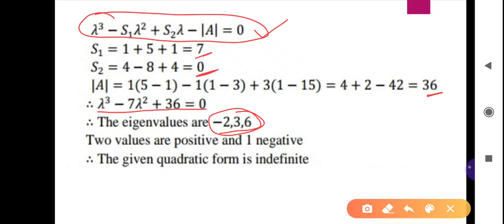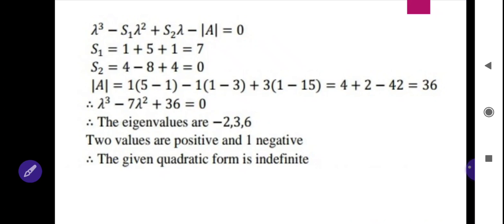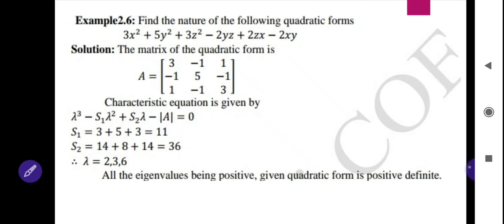Now, see the roots. The first root, minus 2, is a negative root and the remaining 2 roots are positive. So, eigenvalues are negative as well as positive. The 2 values are positive and 1 is negative. That means the given quadratic form is indefinite. Let us see another example.